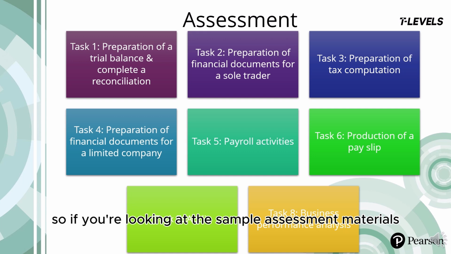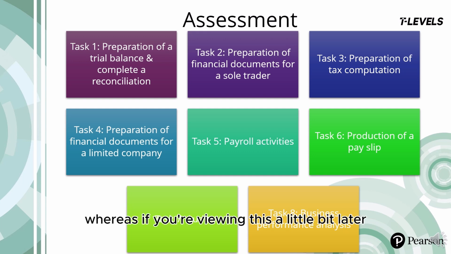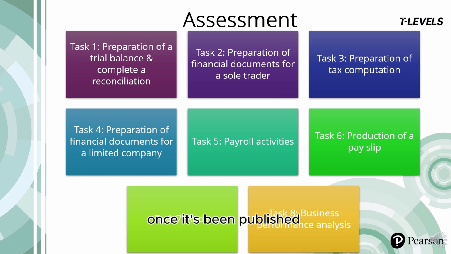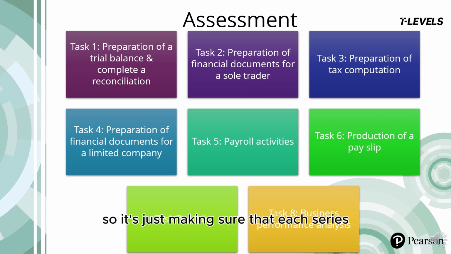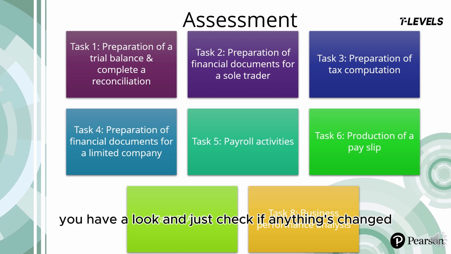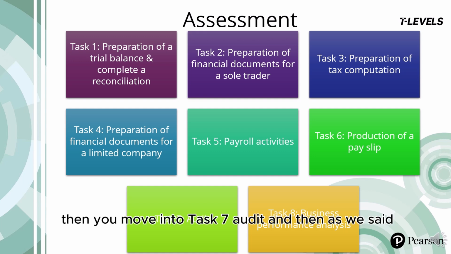So if you're looking at the sample assessment materials, the ADSAMs, the SAMs, or the 24 paper, you'll see there's probably a pre-release. Whereas if you're viewing this a little bit later and you're looking at the summer 25 paper once it's been published, you'll notice that that pre-release isn't there now. So it's just making sure that each series you have a look and just check if anything's changed so that you're fully prepared. Then you move into task 7, audit.